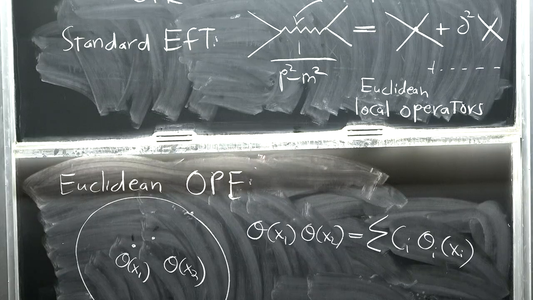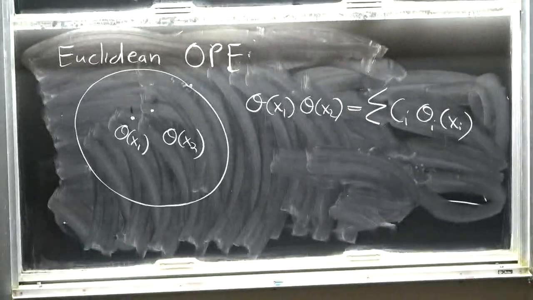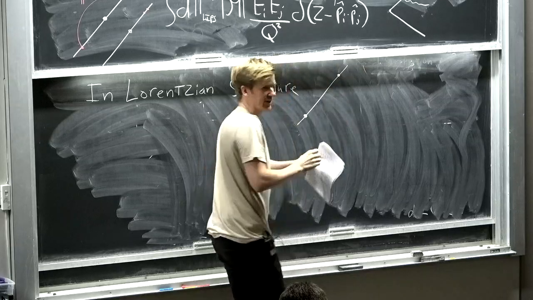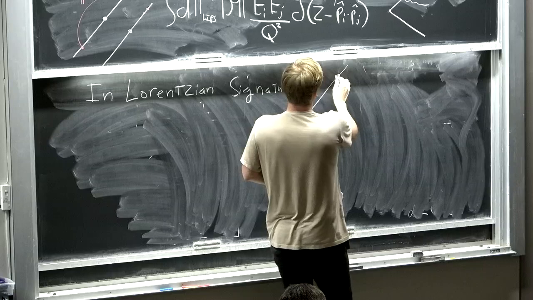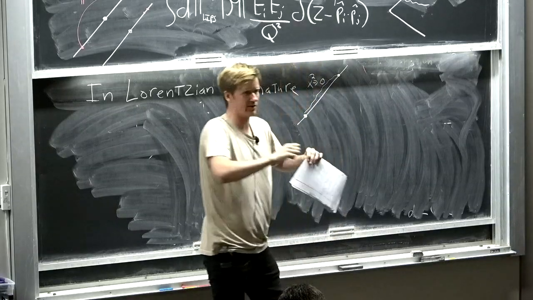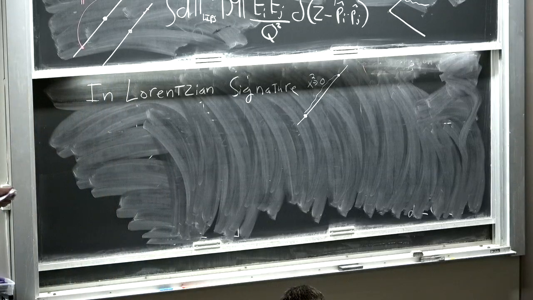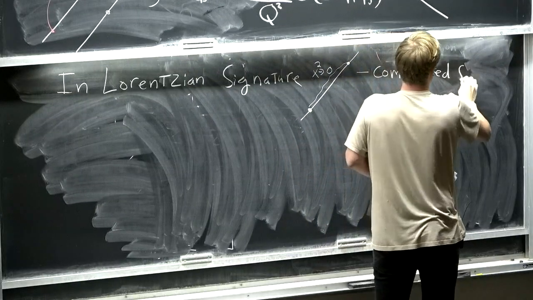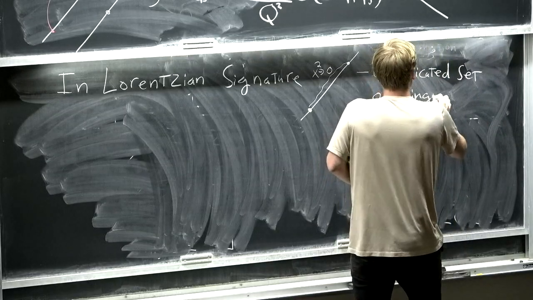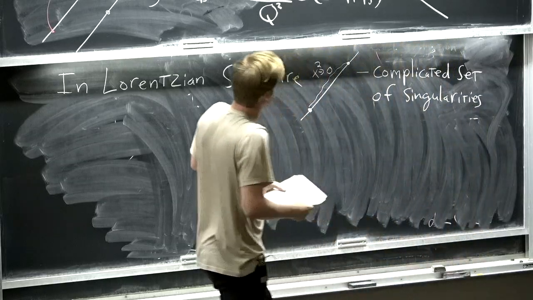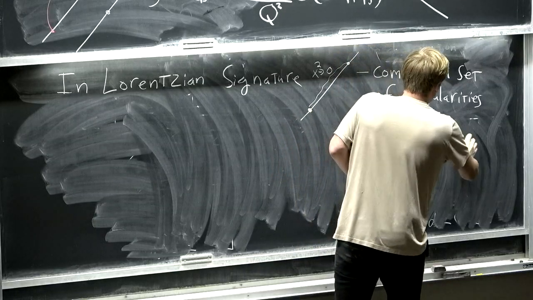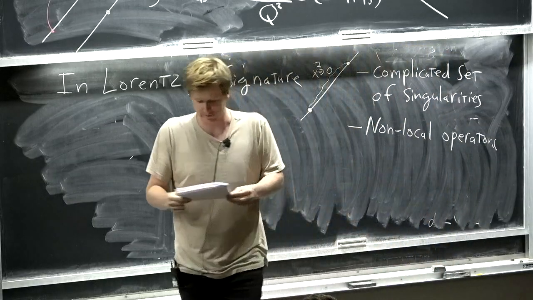So in Lorentzian signature, I can have some kind of light cone direction like this, and I can put two of my operators on the light cone. And so they can be very far apart, but they can have the actual x squared distance between them going to 0, even though they're smeared along some light cone. And so in this case, this leads to a much more complicated set of singularities. And in particular, these generically involve non-local operators, of which these energy flow operators, or ANEC operators, are a specific example.